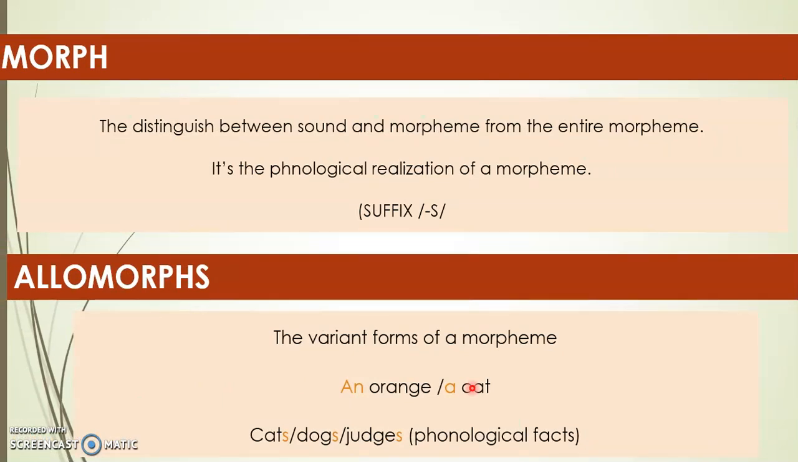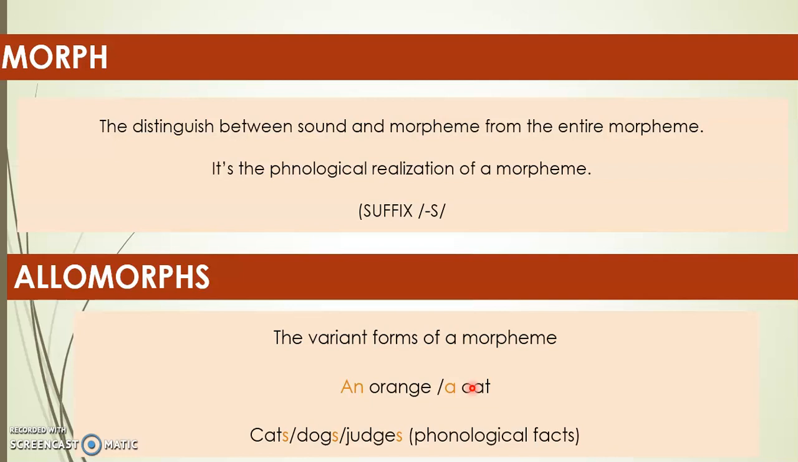And then we have a morph, which is the distinction between sound and the entire morpheme. It's the phonological realization of a morpheme. For example, the suffix -s. So we say cuts. So -s is a morph because it's a phonological realization of a morpheme.